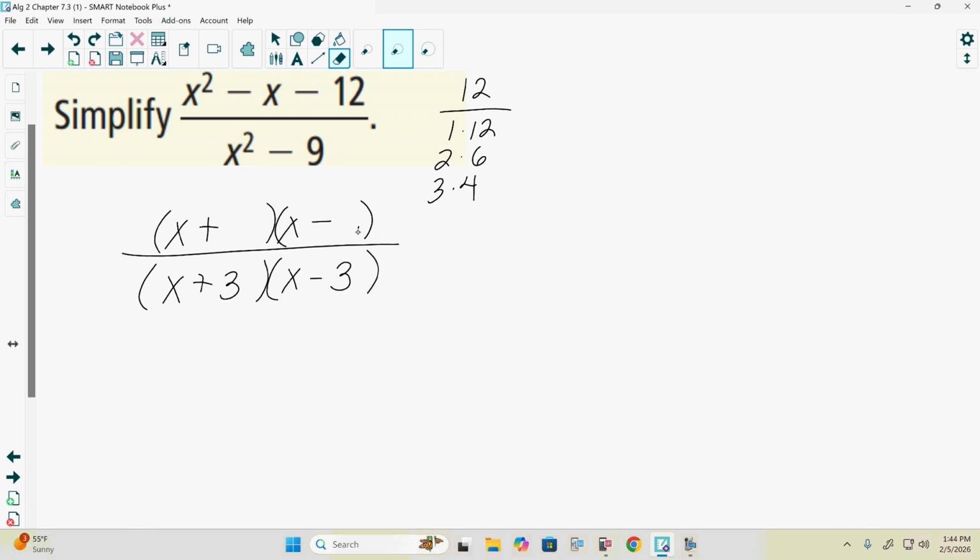But most likely, we're going to want 3 and 4. Now, where do you want to put the 3, plus or minus? Plus. 4 is minus.